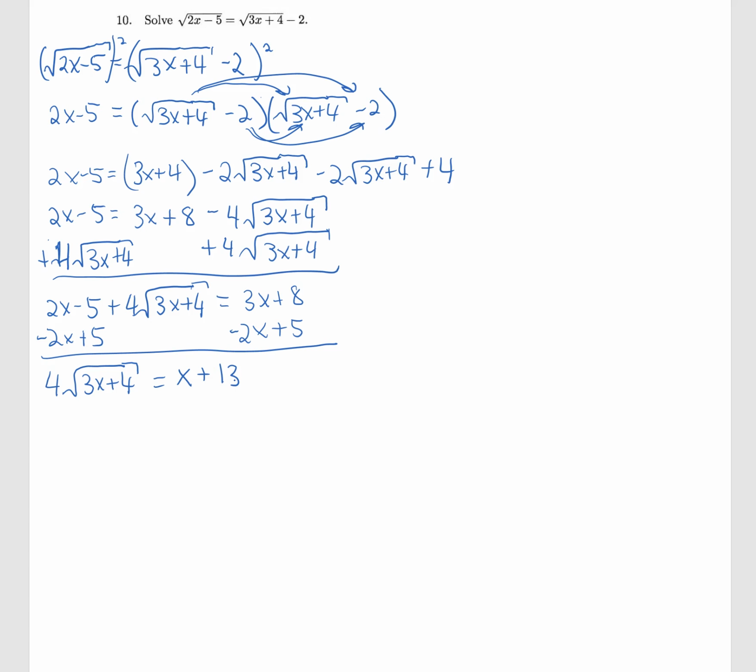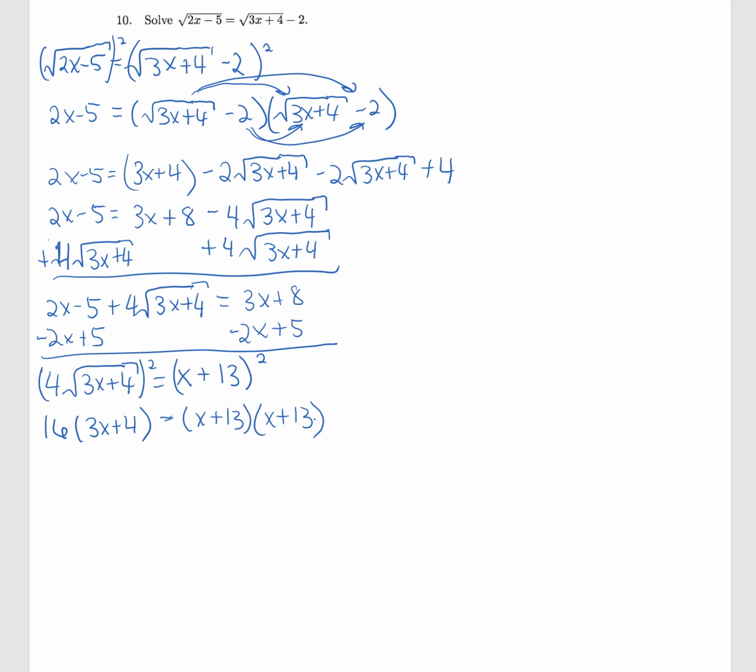And so now I can do the same thing and square both sides of my equation to get rid of the second square root. I'm squaring this side and this side. On the left side, I square the 4, so I get 16. And then squaring cancels out the square root signs, so I'm left with 3x plus 4. And on the right side, I have x plus 13 times x plus 13.